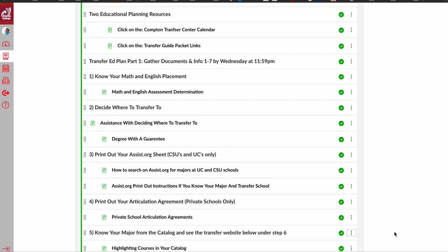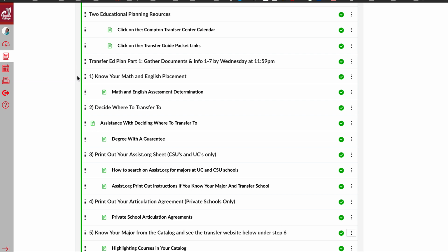Your transfer prep also comes from a website called assist.org, which again should also be on your transfer major sheet. So your transfer major sheet is very important, but in order to get there, we're going to go through these steps real quick. So we have two resources for you here, the Transfer Center calendar and our transfer guide. What you are going to do though by Wednesday is complete information gathering documents.